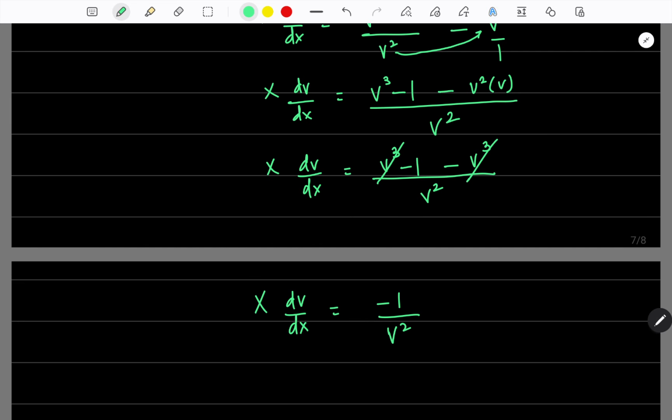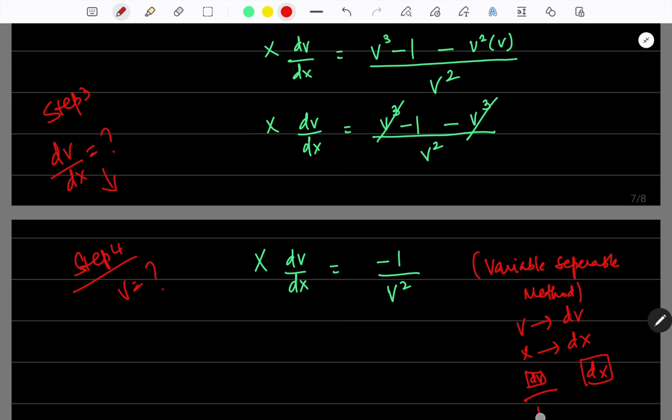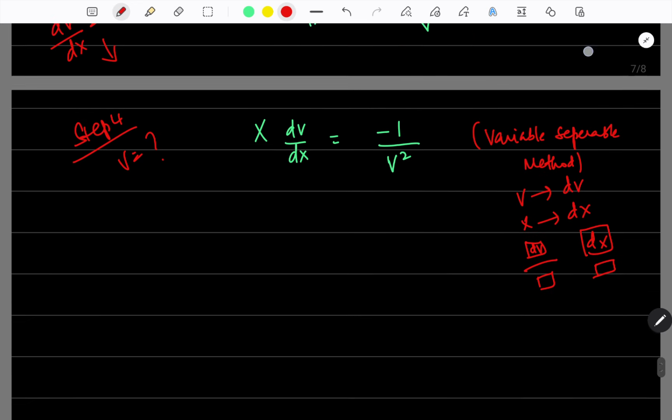What is our main aim? Our main aim, step number 3, is to find dv by dx. And step number 4 is to get v is equal to. Now we need to use the variable separable method. When you are using the variable separable method, I told you already what things you need to use. You should use v with the dv and x with the dx, and dv and dx should be in the numerator. That is very, very important.